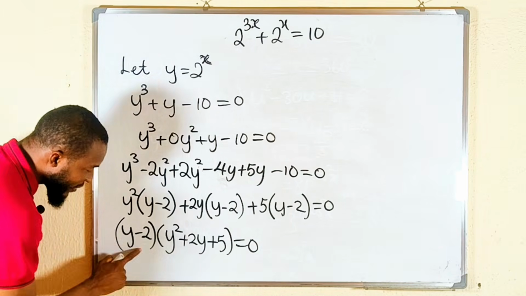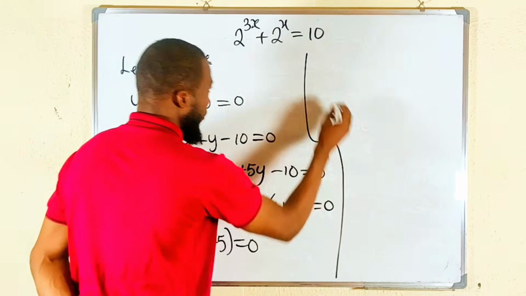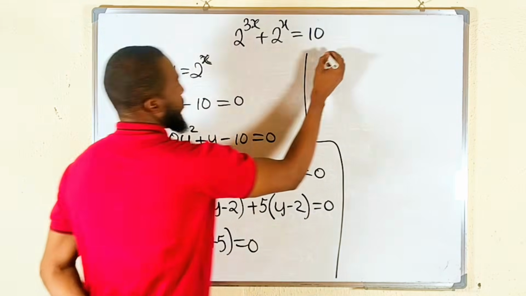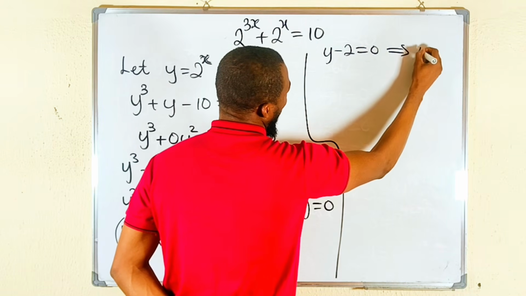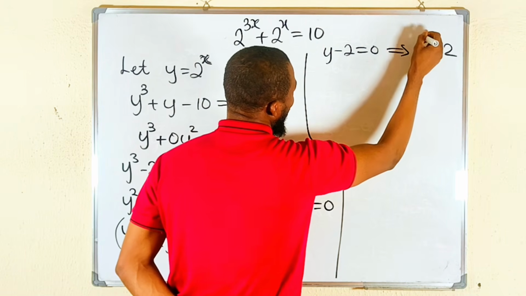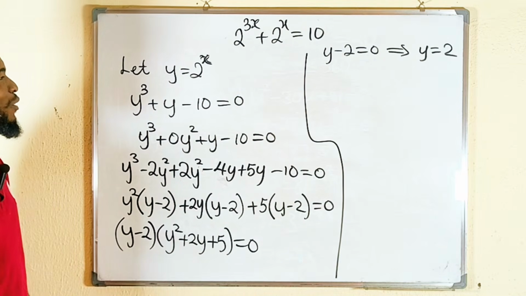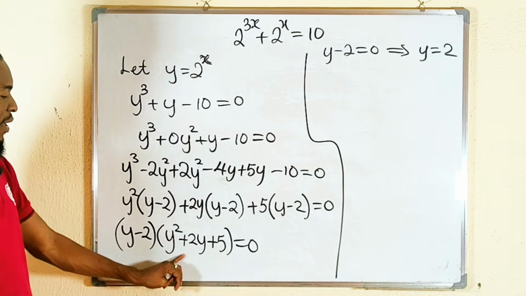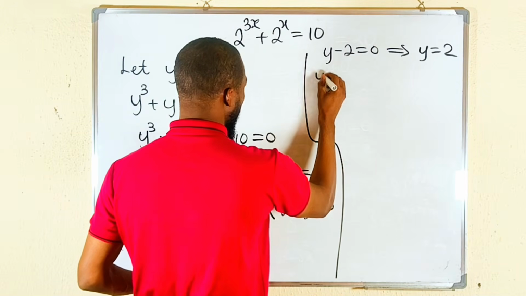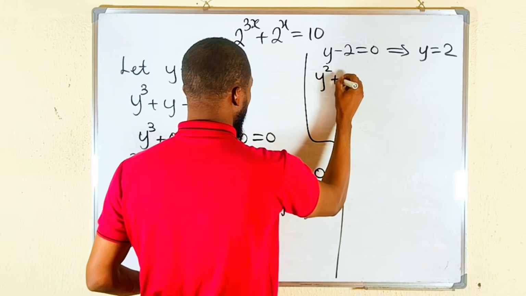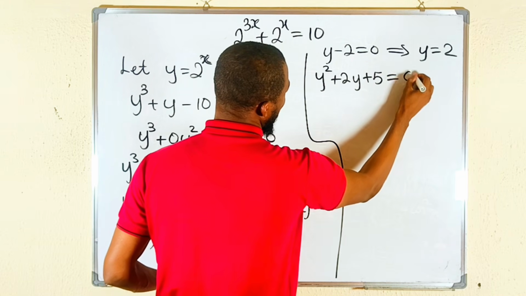Two factors multiplying each other, the result is 0. It implies either this is 0 or this is 0. So let's come here. If y minus 2 equal to 0, it implies that y must be equal to 2. So we have one. Oh, this is not the solution yet. Let's continue. Then this, y squared plus 2y plus 5 equals 0.